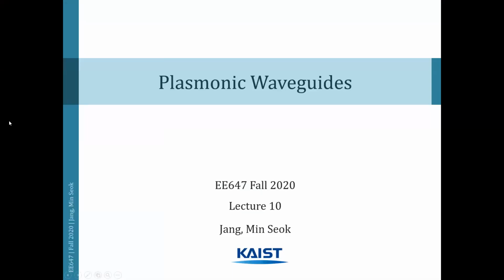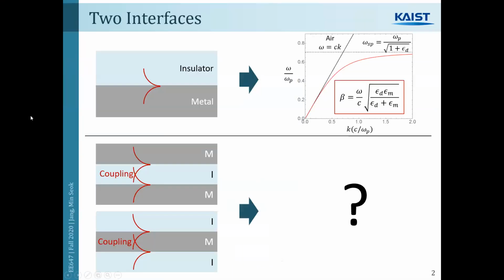So from last time, we started looking into plasmonic waveguides. We began this topic by asking a question like this. If you have a single metal insulator interface, you have a surface plasmon, and the dispersion relation of the surface plasmon looks like this. And the question is, what if you have two interfaces very close to each other?